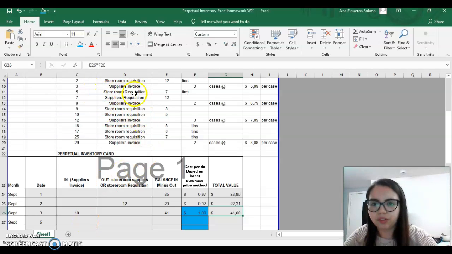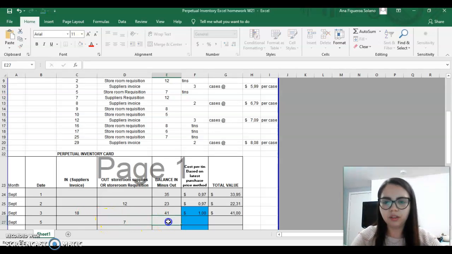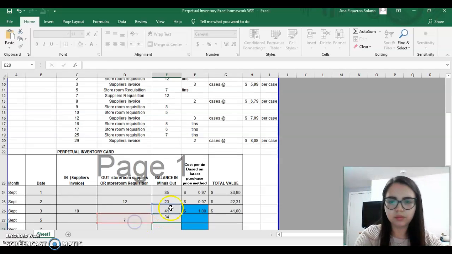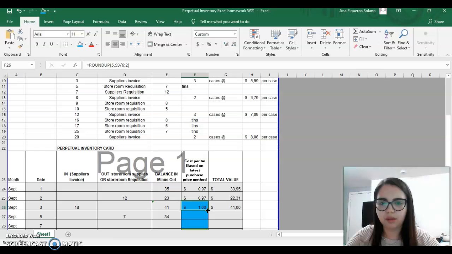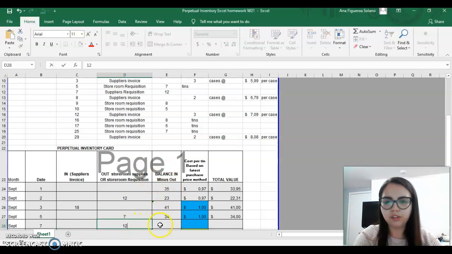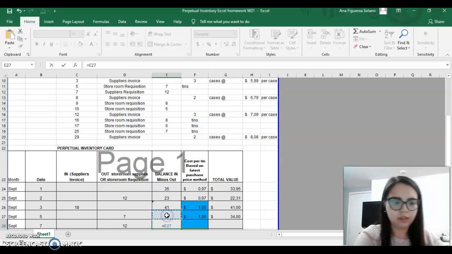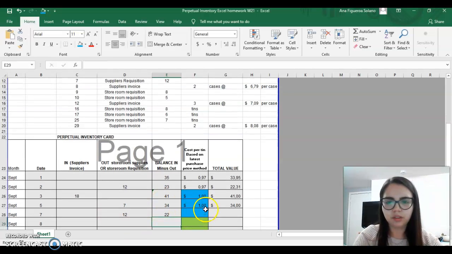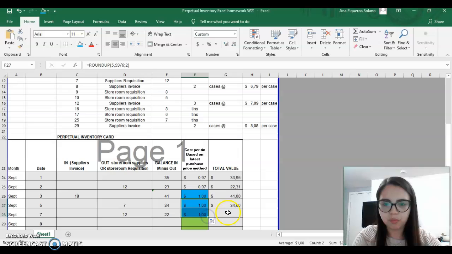For September the 5th, we have a requisition of 17. That would be here, and then we're gonna subtract from the balance, and we can use the same function. So I'm just gonna autofill this, and I'm gonna use autofill here too. So it's 34. September 7, another requisition of 12. We do the same. This one minus the requisition. Autofill because it's the same price per tin, and also autofill here.